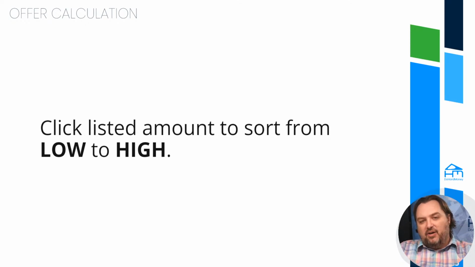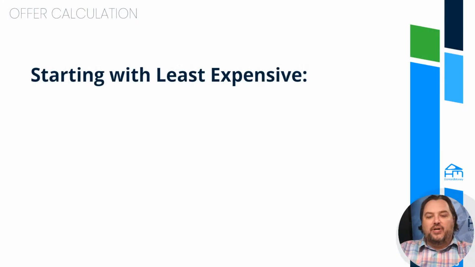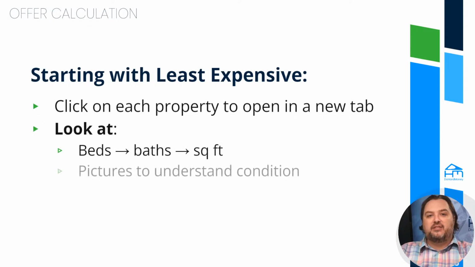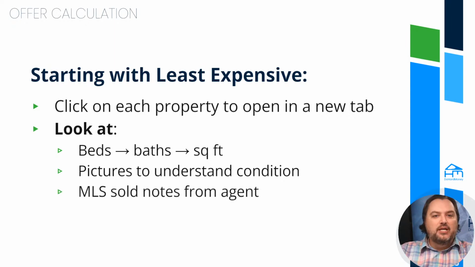So click the listed amount from low to high, because you want to start with the least expensive that have sold, and then we'll do the same thing for actives. You click on each property, you open it up, and what we're looking at is the beds, the baths, the square footage. We look at the pictures. For lots of sold properties, we're going to be able to find pictures to get an idea of the quality. I also like to take a look at the MLS sold notes. What do the agents say about the property? Like if you look at the MLS notes and it says this property's an investor special, this property needs some tender loving care, well, I know the property needs some work. But when they say gorgeous remodeled countertops with tile black backsplash and gold plated toilets, you know what I'm talking about there.